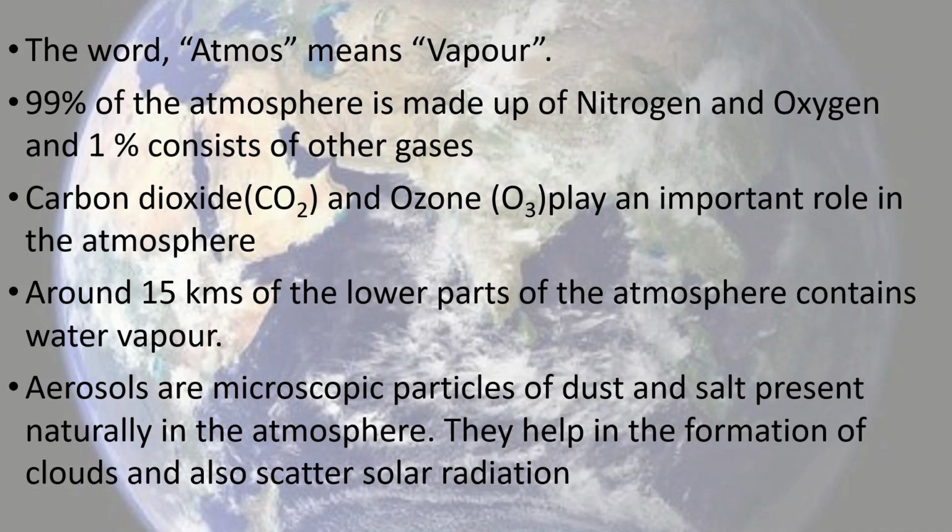Alright. So in the atmosphere, we also have dust and salt, which is present very naturally in the atmosphere. Of course, they're not huge chunks, they're very, very tiny microscopic particles. They are known as aerosols. They help in the formation of clouds and they also help to scatter the solar radiation. And because of this scattering of the solar radiation, our sky also appears blue.